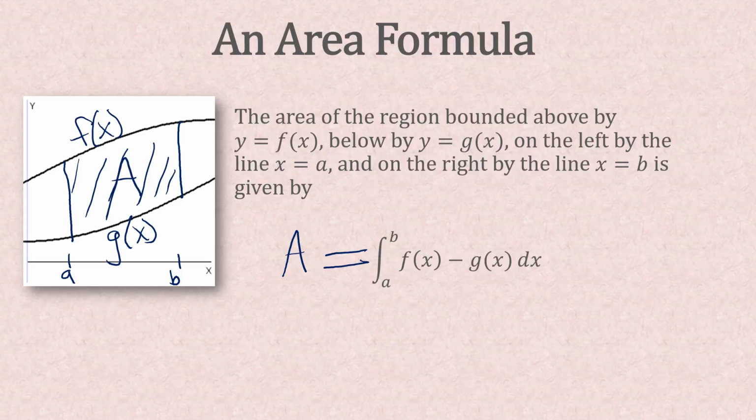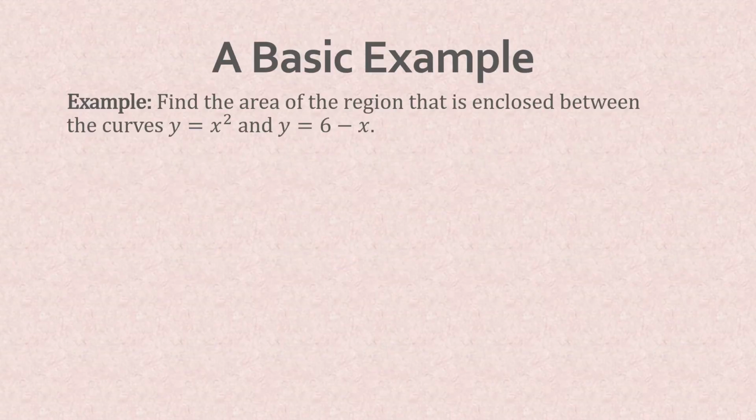So let's see how this is going to work in an example. Let's find the area of the region that is enclosed between the curves y equals x squared and y equals 6 minus x. Now they use the phrase enclosed between. And since they didn't give us two vertical lines on the left or the right, it's probably a safe assumption that these two curves somehow enclose, pinch off an area.